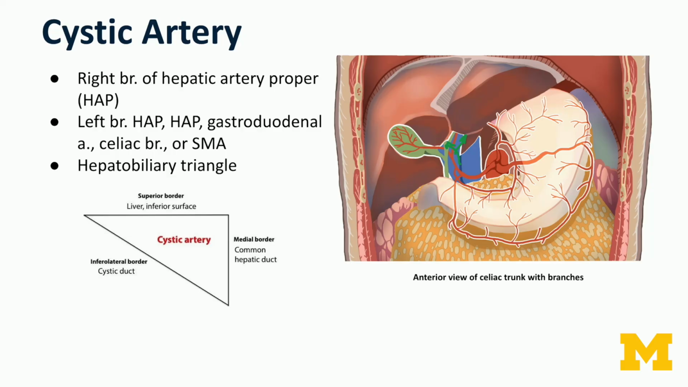The hepatobiliary triangle is a space prescribed by the visceral surface of the liver superiorly, the common hepatic duct medially, and the cystic duct inferolaterally. So always will the cystic artery move through that hepatobiliary triangle. So that is how a surgeon can find the cystic artery for a cholecystectomy.